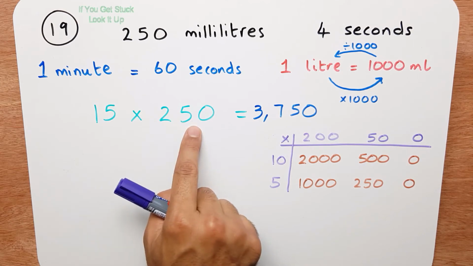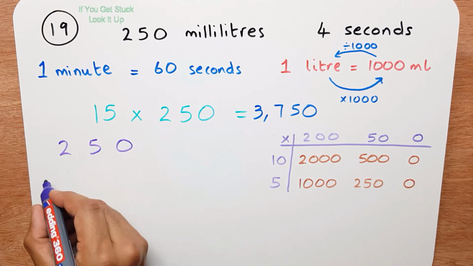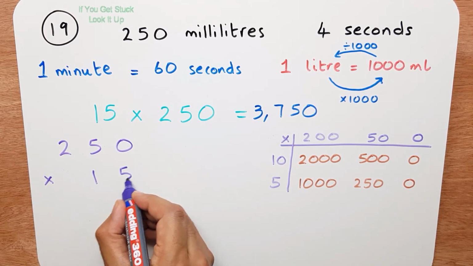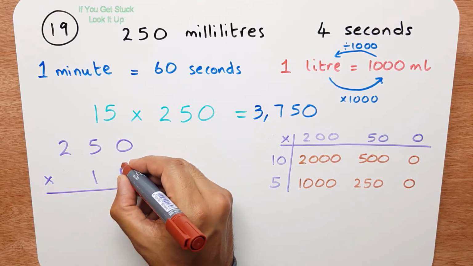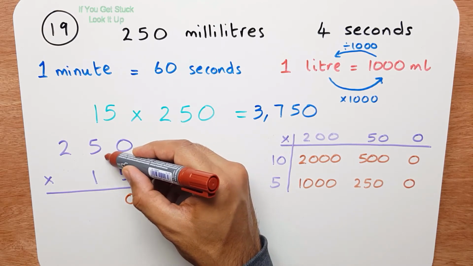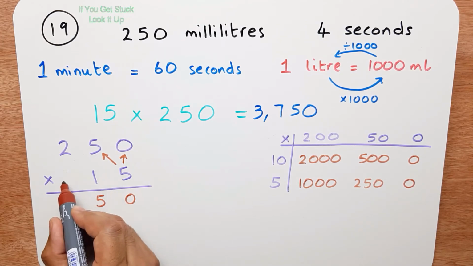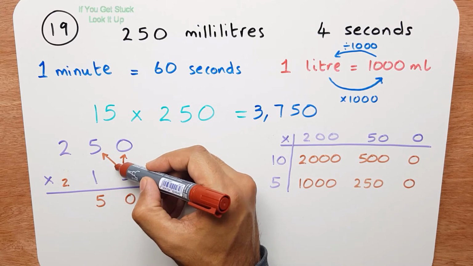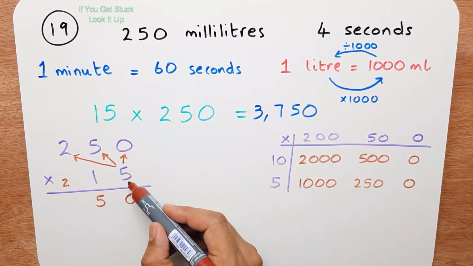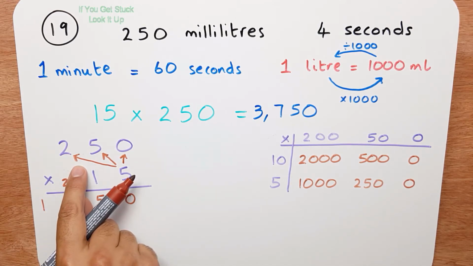Now I'm going to try this in column multiplication. So I'll write 250 at the top, multiplied by 15 at the bottom. 5 times 0 is 0. 5 times 5 is 25. So I'll put the 5 down in this column and I carry the 2 over to the next column. And now it's 5 times 2. And 5 times 2 is 10. Plus this 2 we've carried over is 12. So I'll put the 2 down in this column and I'll carry the 1 over to the next column. I can write that straight down because we've finished with that calculation.